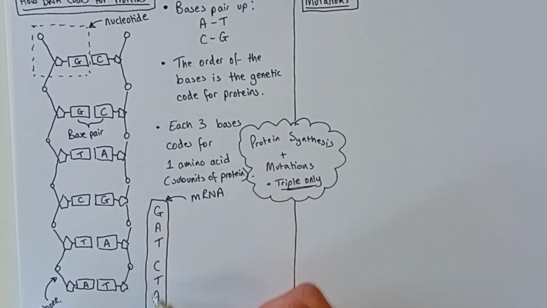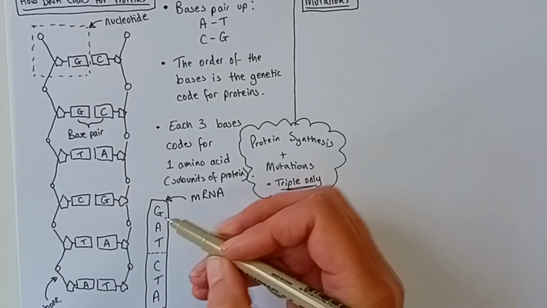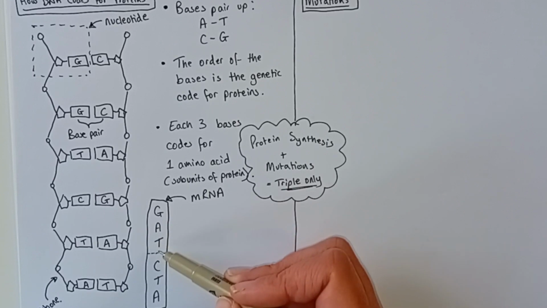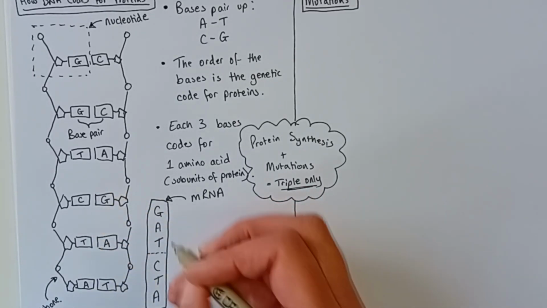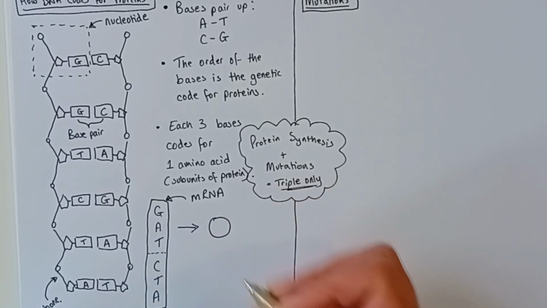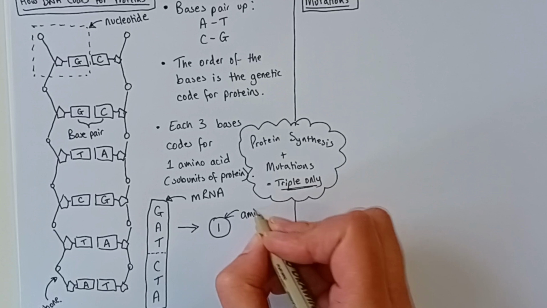The mRNA then is small enough to wiggle out of the nucleus and go off into the cytoplasm to the ribosomes. Ribosomes, remember, are where protein synthesis happens. And in the ribosome, it reads the code again in sets of 3. So GAT, the bases from here, might code for amino acid number 1. So I'm just going to put number 1 there. This is the first amino acid.